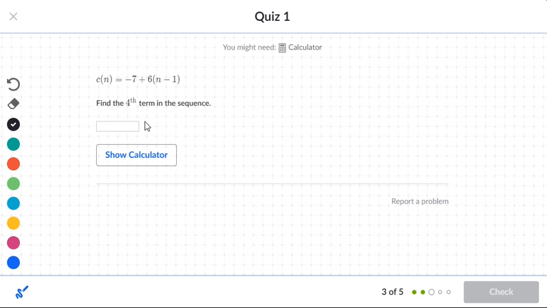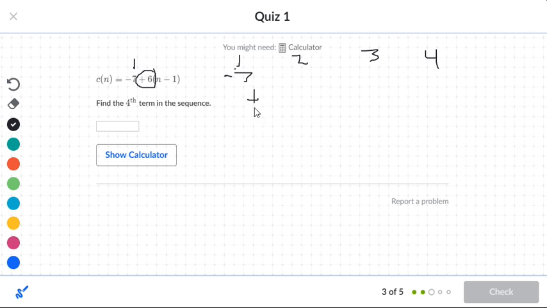Okay, we want to identify what the fourth term is. So this is our first term. Our first term is negative 7. But we want to go to our fourth term. So let's identify what our rule is. Our rule is plus 6. So let me try not to cover that up. So the rule is plus 6 there.